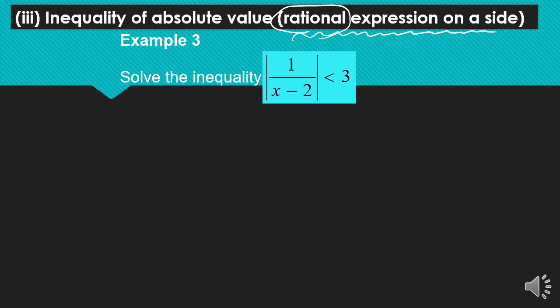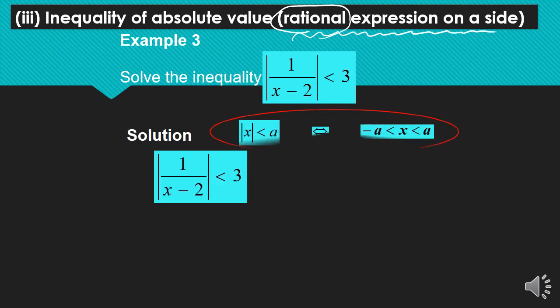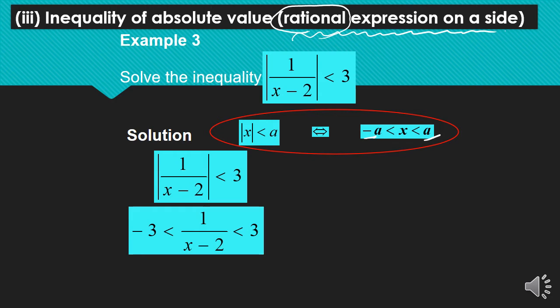So usually we just apply the basic definition, right? So what is the basic definition? So for the less, it will be in between negative of the right side and positive of the right side. So we can write down in the form of basic definition. So what will be? So it will be in between negative 3 and 3 of the 1 over x minus 2. Can we solve it directly on two sides?